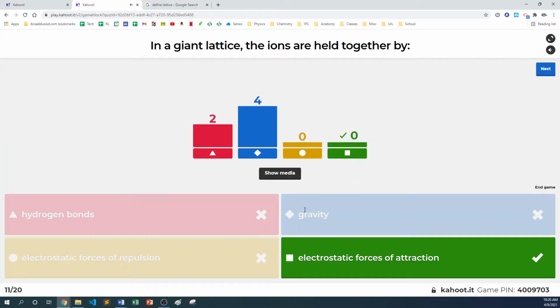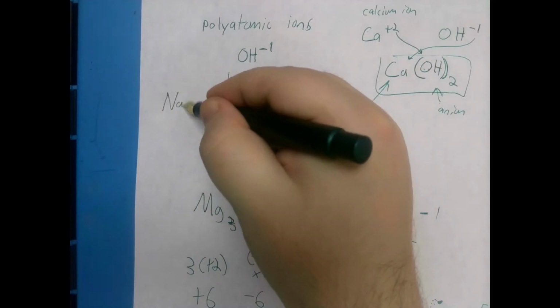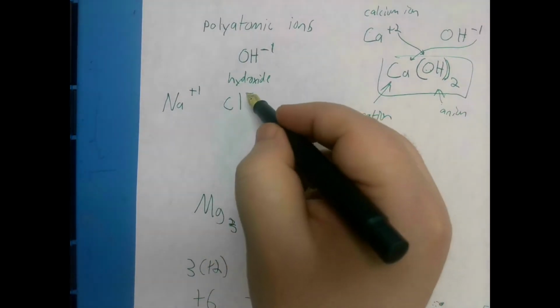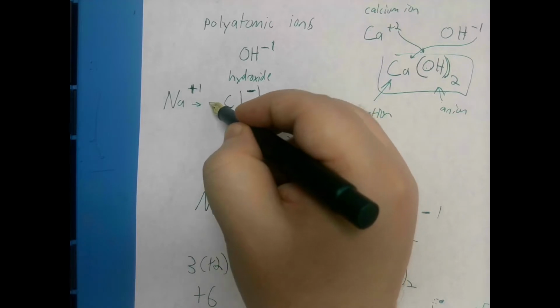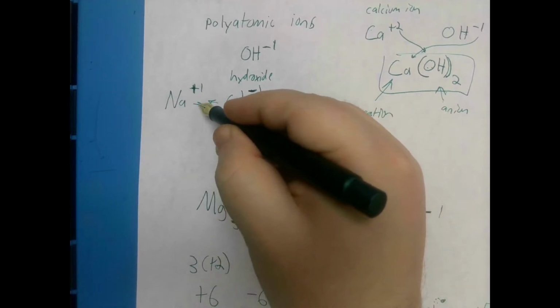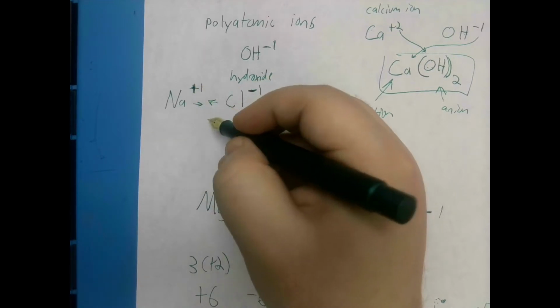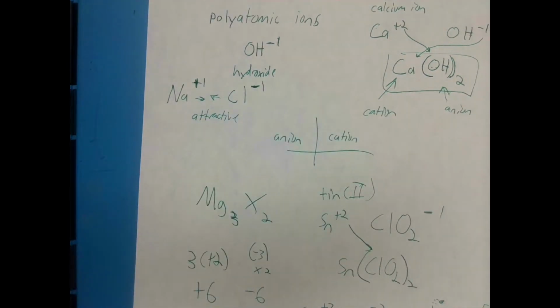So why do ions stay together? The hydrogen bond. Gravity. You got it wrong. Everybody got it wrong. So whenever sodium becomes a positive charge and chlorine becomes a negative charge, the negative and the positive charges attract each other. This is an electrostatic force. Electrostatic refers to charged force, and it is attractive, not repulsive. If it was repulsive, they'd blow each other away.